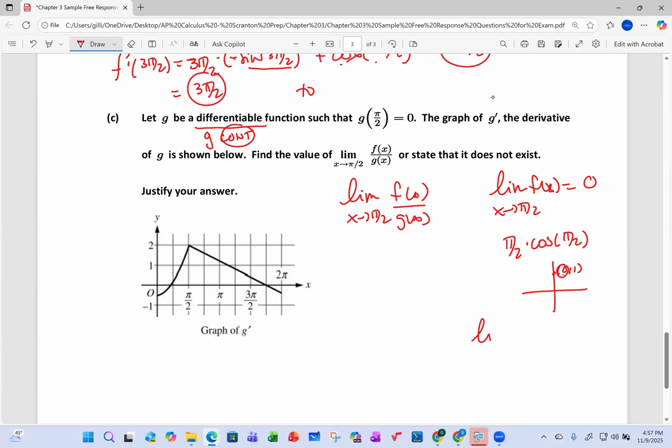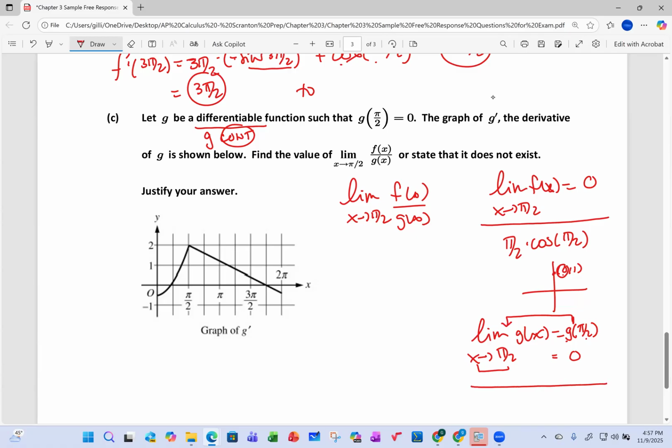And then I need the limit as x approaches pi over 2 of g of x. And I'm told that g is differentiable, so therefore it's continuous, which means the limit as x approaches pi over 2 is going to equal the function value of g at pi over 2, because that's what happens for functions that are continuous. The function value has to be equal to the limit value. So this value is 0. So I show that the limit of the numerator is 0, the limit of the denominator is 0.